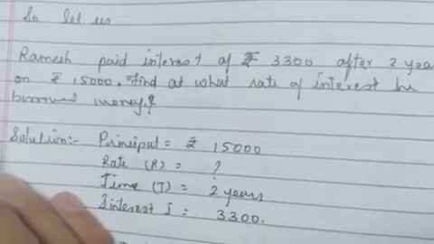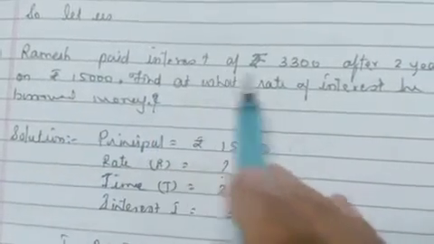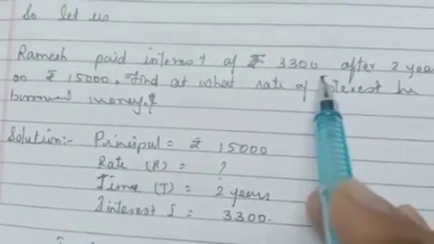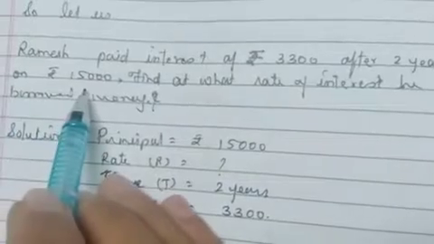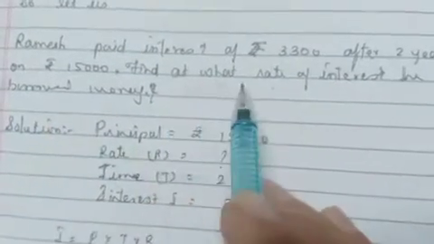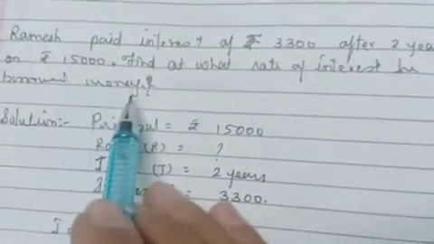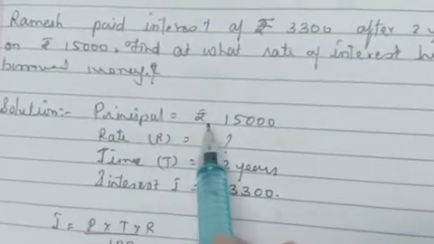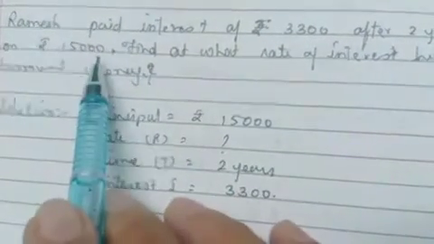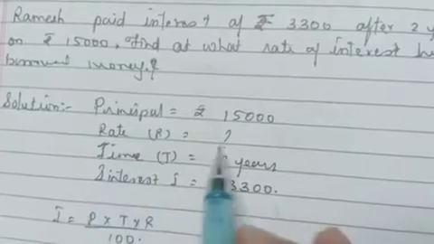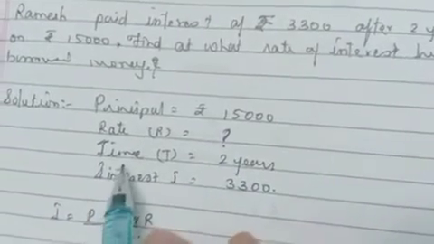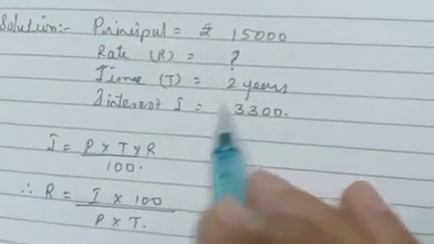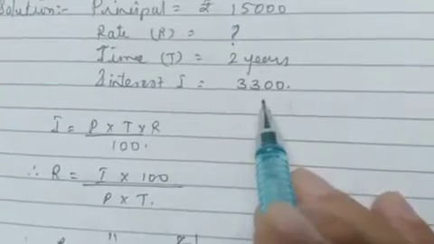Example number 1. Ramesh paid interest of rupees 3,300 after 2 years on rupees 15,000. Find at what rate of interest he borrowed the money. Solution. Here we have a principal of rupees 15,000 that he had borrowed from a bank. Rate of interest we have to find out. Time was given 2 years and interest he paid rupees 3,300.